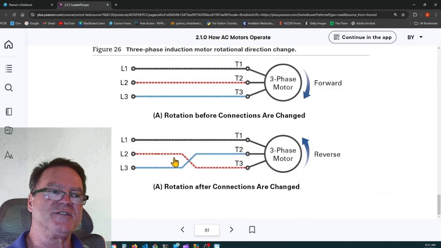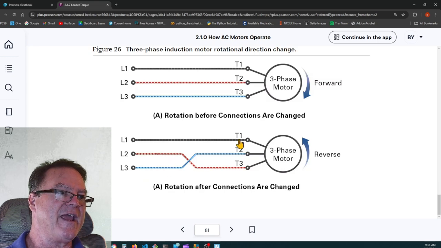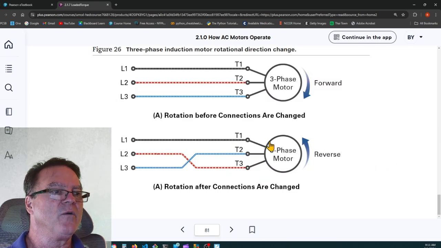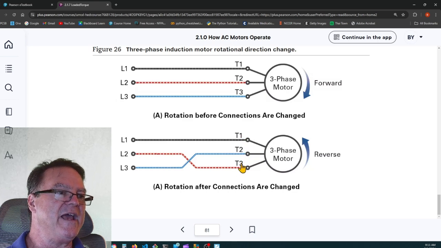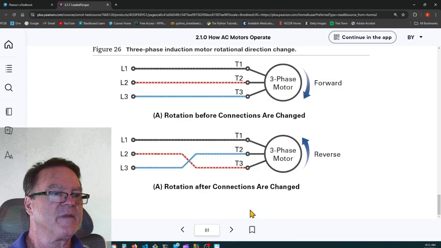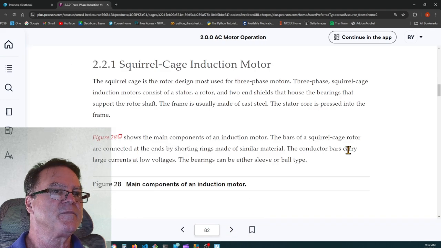You can swap any two. Here they've swapped B and C. So now instead of going A, B, C, it's going A, C, B. So that's in an opposite rotation. We could swap A and B. We could have BAC, BAC, BAC. Any two.